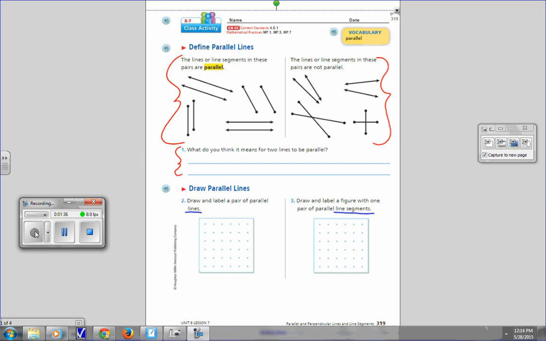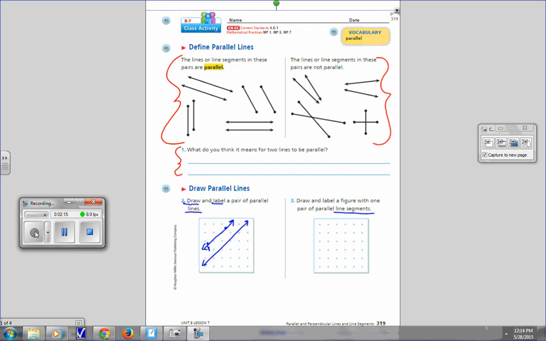So down here, I want you to draw a set of parallel lines with me. Use the dots as your guide. I don't have a straight edge, but if you have one, it would be a really good idea to use it. I'm just freehanding it here. And remember, lines have arrows on them because they go on forever, and you need 2 points on them because it says label. So right now we're doing the draw part.